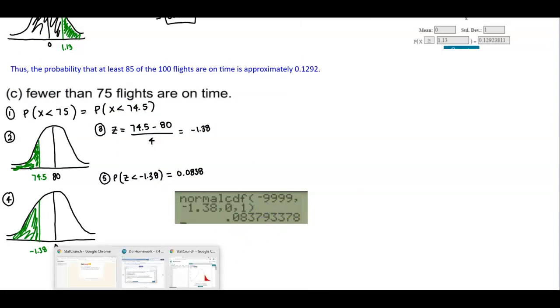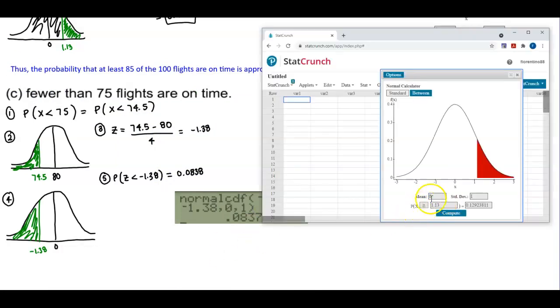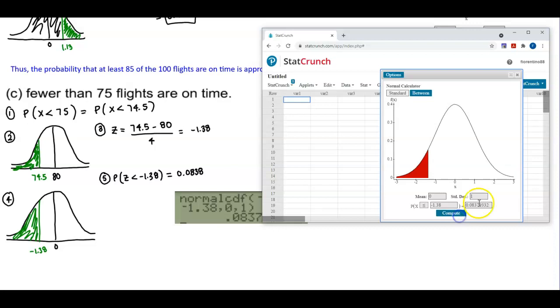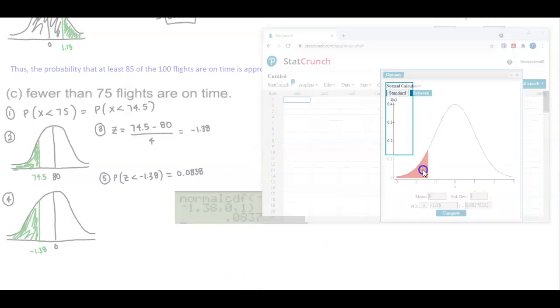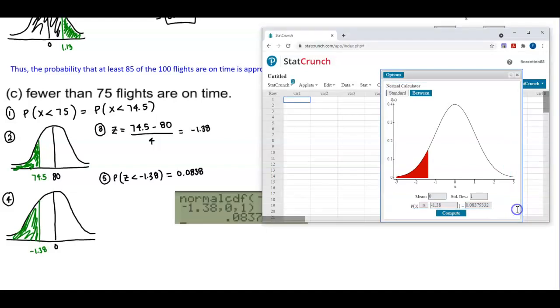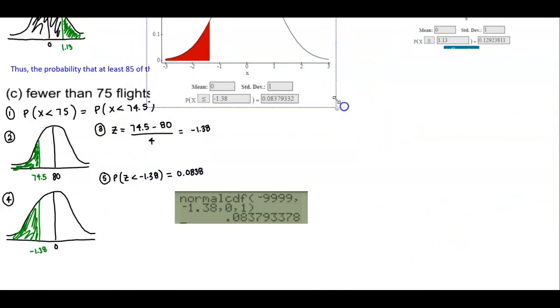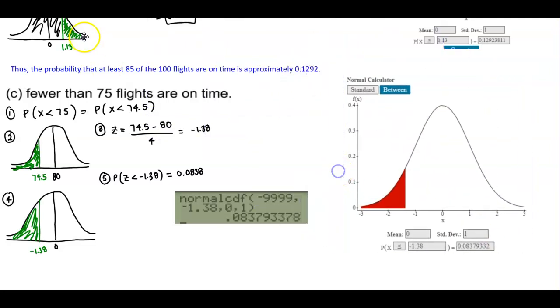And if we wanted to use the calculator here on StatCrunch, we're going to set the inequality to be less than, because we want to find it to be less than negative 1.38. And let's compute, and then we end up getting the same result with the actual graph of what we're looking for. And so therefore, that's how we would use StatCrunch.